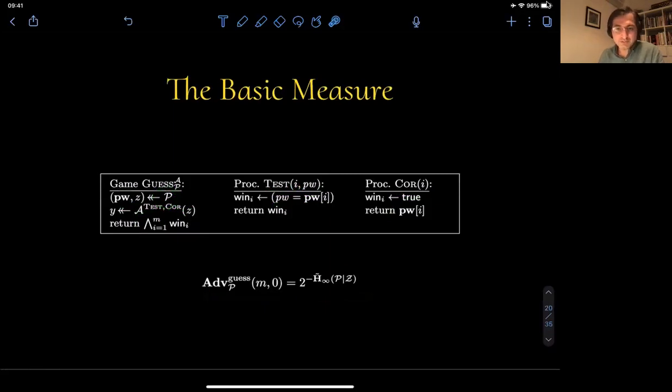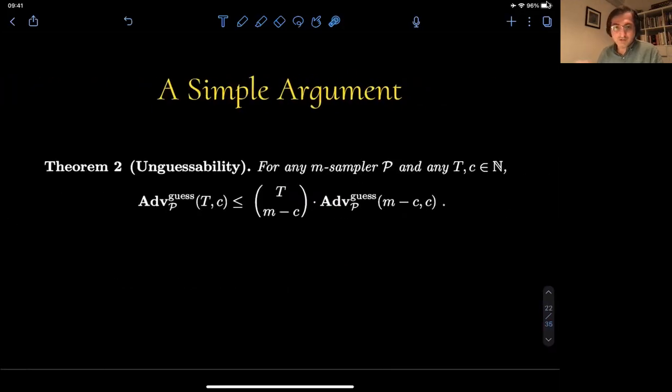The case with corruptions is a little more complicated, and there doesn't seem to be a notion in information theory that captures this nicely. So for that purpose, we're actually going to look at the case where the adversary does C queries and does N minus C test queries, so C corruptions, N minus C guesses, as our basic measure when there are corruptions. So our first theorem is a theorem that relates the unguessability of passwords when the adversary has T queries to this basic measure that we have.